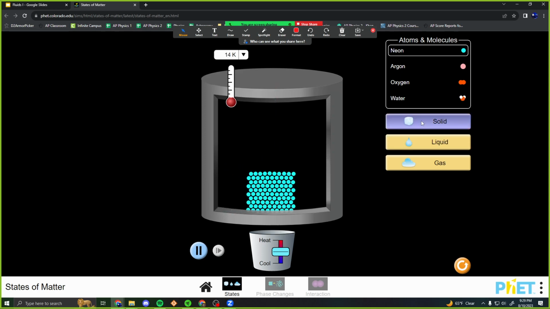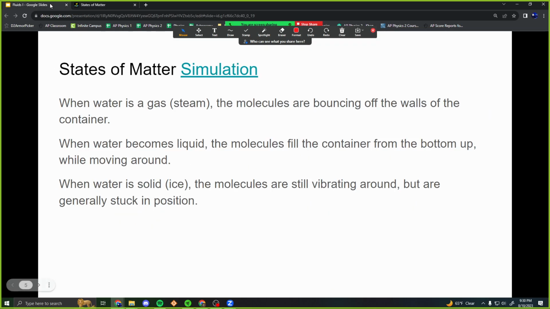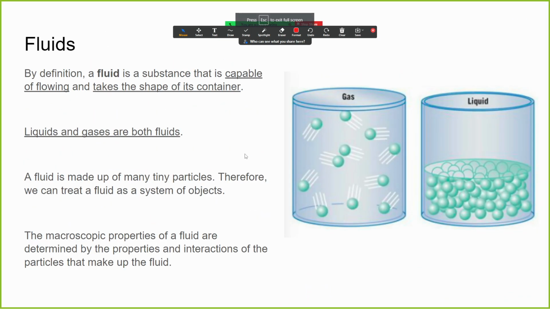And then let's take a look at solid. In solid, you can clearly see that the molecules just vibrate around, but for the most part, they are pretty much stuck in their general position. Okay, so let's go back to our slideshow here.